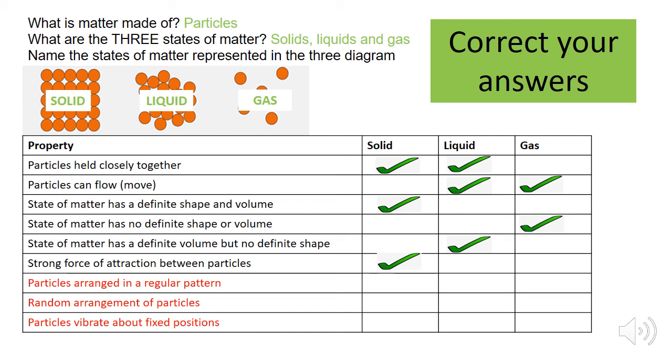Now, again, some of you might have pushed on to these slightly harder, more challenging questions in red. Particles arranged in a regular pattern is a solid. Random arrangement of particles is a liquid and a gas. And then the particles vibrating around fixed positions, solids. Well done for any one of those that you have got correct.